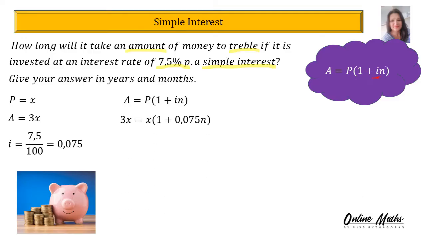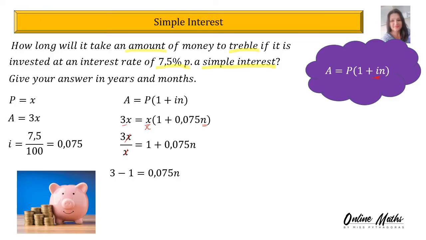Into A's place goes 3x. P, the principal, was x. 1 plus 0.075 for i, and n is what we are looking for. Then we can divide away the x. x and x will cancel.